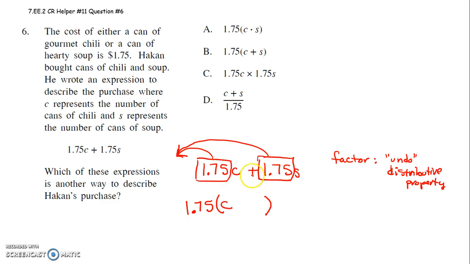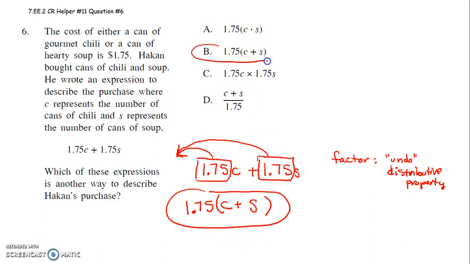Oh, I'm left with a C. I still have my plus sign. What am I left with in my second term? Oh, I'm still left with an S. So my final answer here would be 1.75 times the quantity C plus S. You can check that by distributing back through, giving that 1.75 back to the C and back to the S.